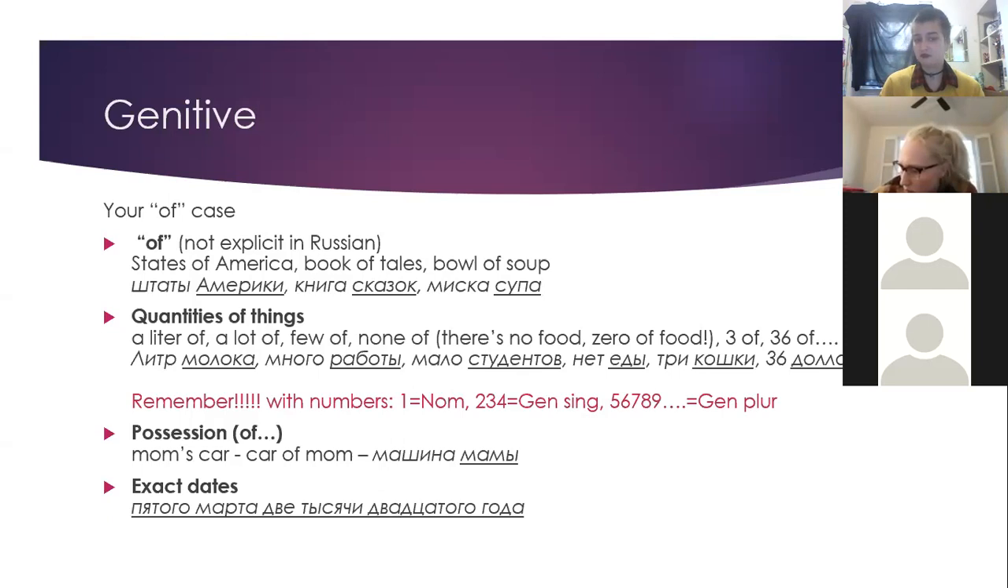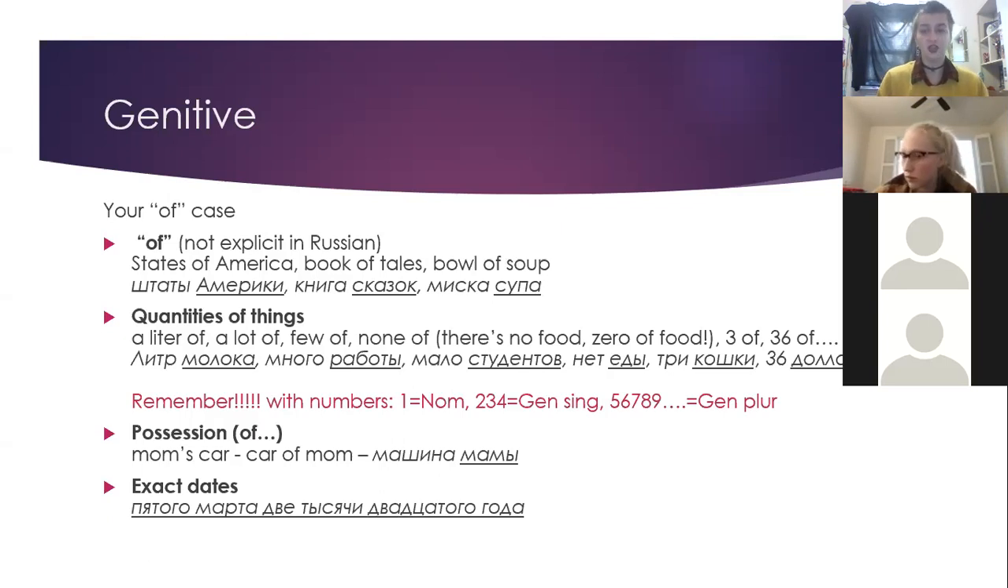States of America, Штаты Америки, a book of tales, книга сказок. Yeah, see, there's no preposition in between them, but because it's genitive, I understand that it's off. A bowl of soup, миска супа. Quantities, any quantities of things is basically also an off situation. There can be a liter of молока, a lot of работы, few of студентов, or even none of. Yeah, why do we say у меня есть машина, but нет машины?